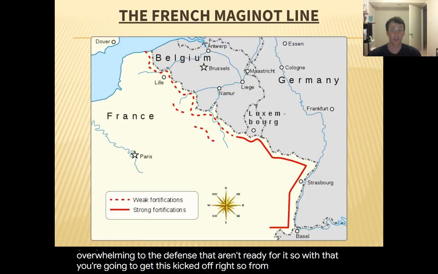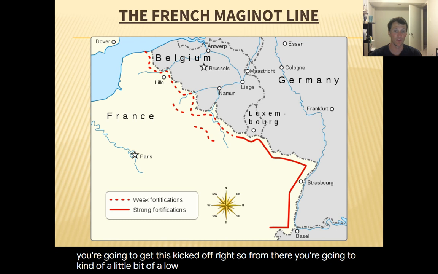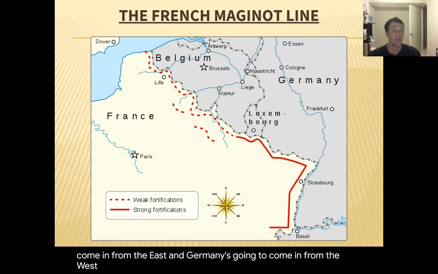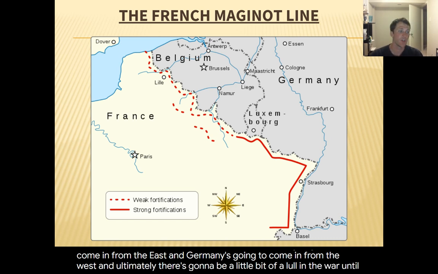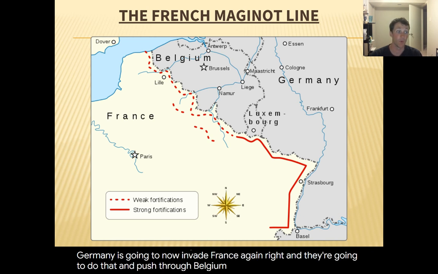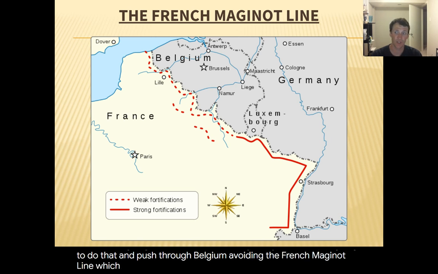So from there, you're going to have a little bit of a lull, actually. The Soviet Union is going to come in from the east, and Germany's going to come in from the west, and ultimately, there's going to be a little bit of a lull in the war until Germany is going to now invade France again, right? And they're going to do that and push through Belgium, avoiding the French Maginot Line, which we also talked about, right? So you're going to have that, right?